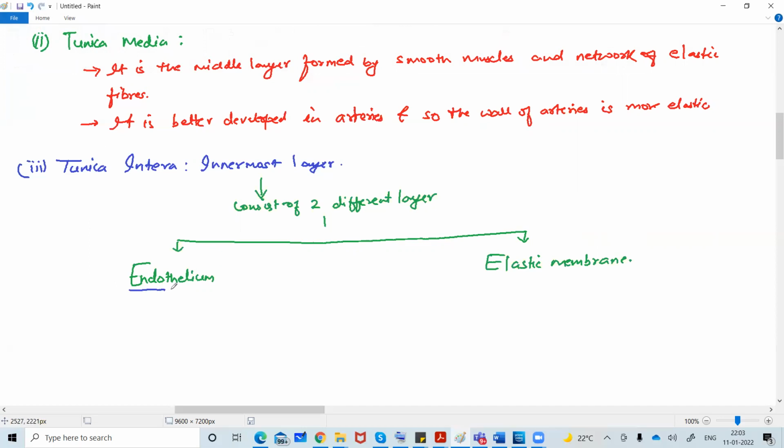Endo means inside, thelium means the layer. So if a cell layer is present inside, we call it endothelium. If the cell layer is present outside, we call it epithelium. So the term is like that. Epi means outer, endo means inside. So endothelium is the innermost layer.